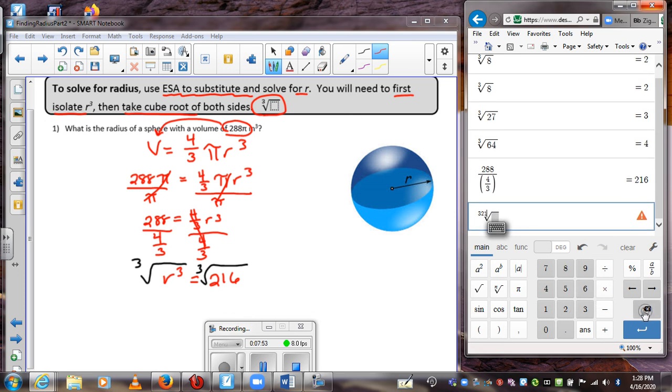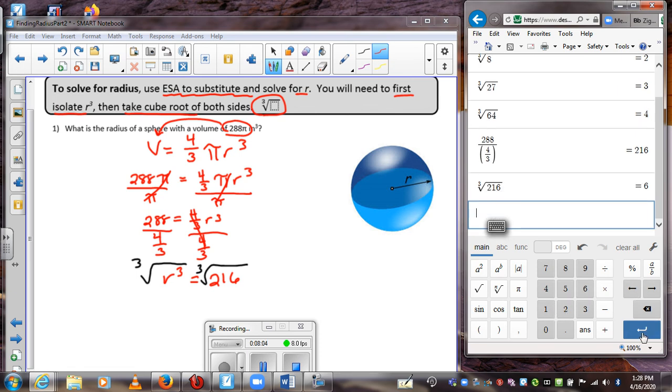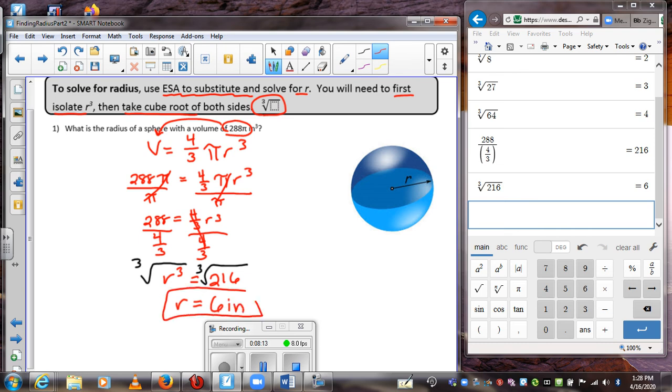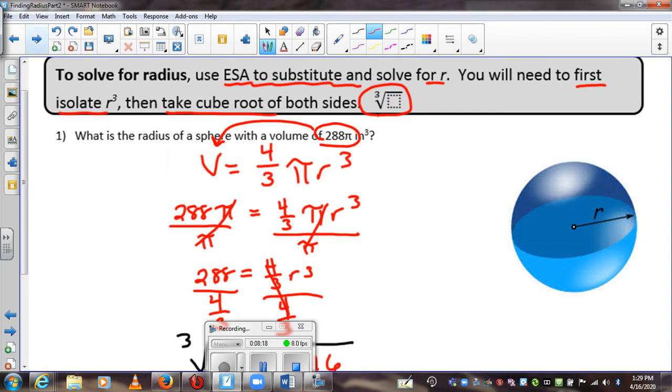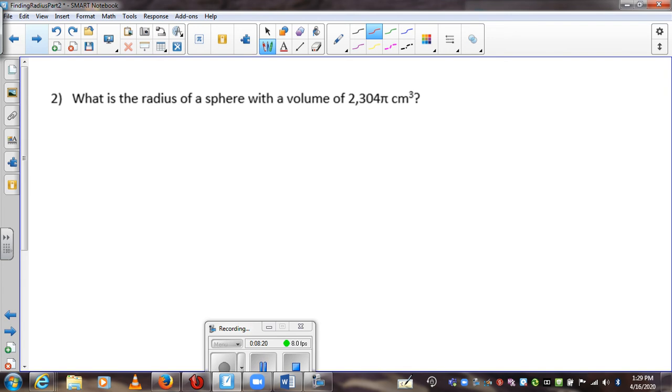Whoops. It keeps bringing me up there. There we go. I just have to use the side arrow here. So 216, and I'm getting 6. So r is equal to 6, and I'll have to take a look at the units. It's inches. So your radius is 6 inches. Excellent. Let's try another one. What's the radius of a sphere with a volume of 2,304 pi centimeters cubed?